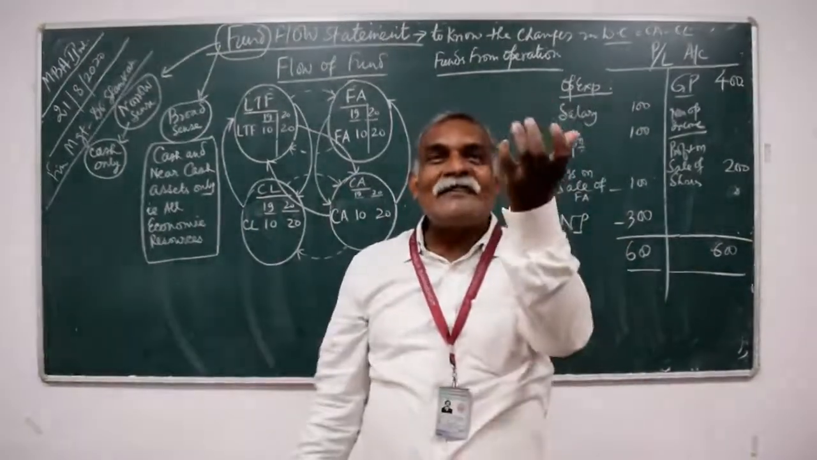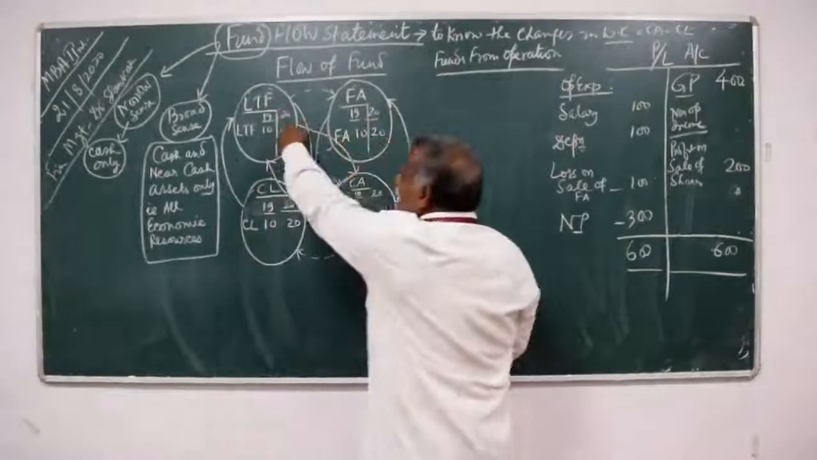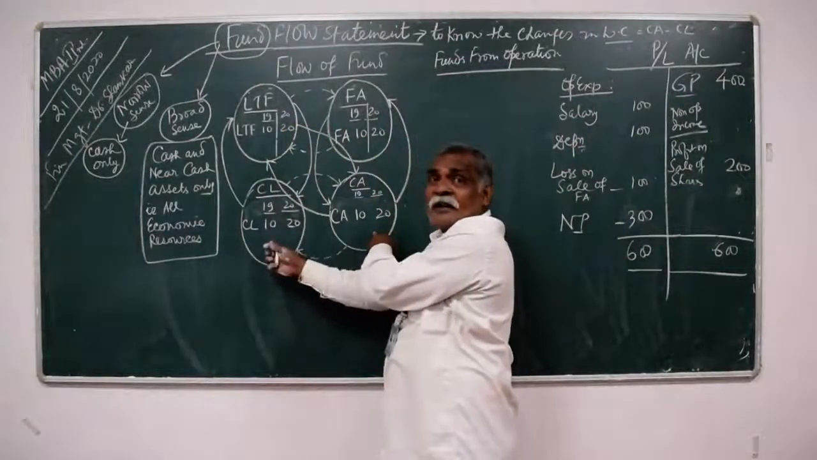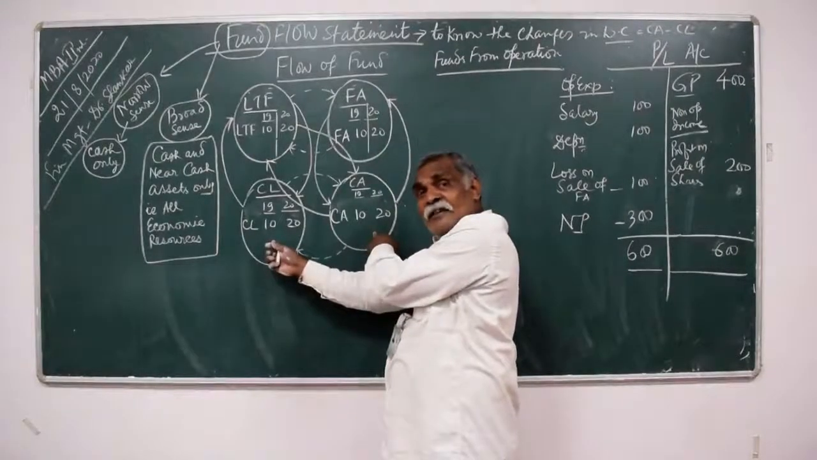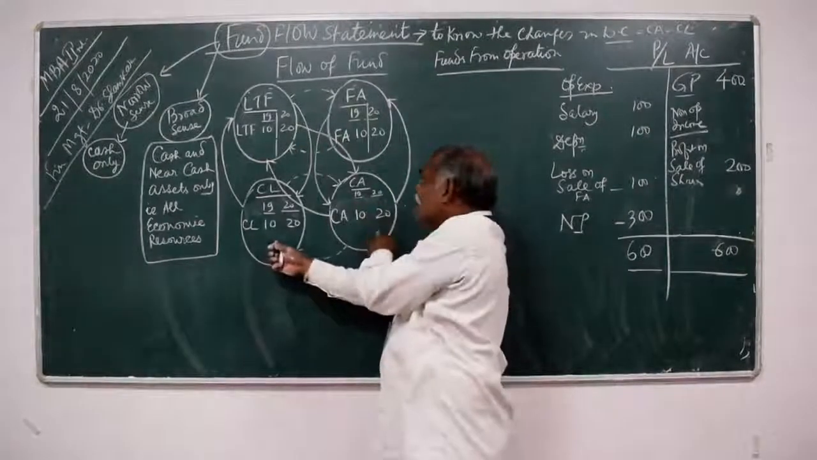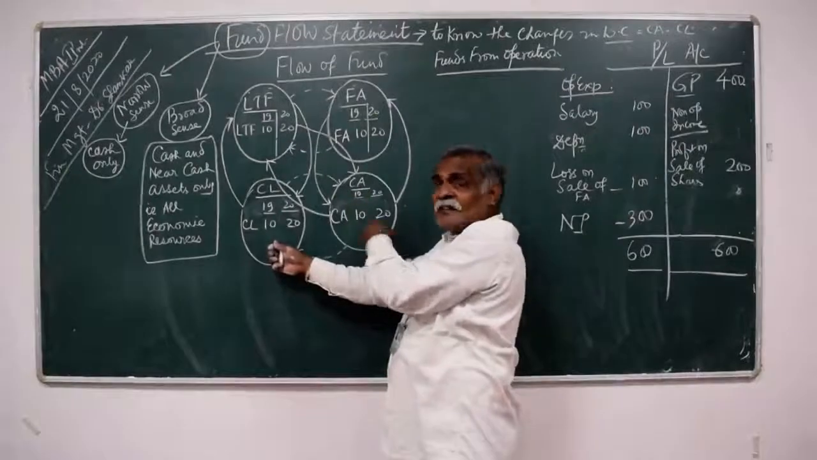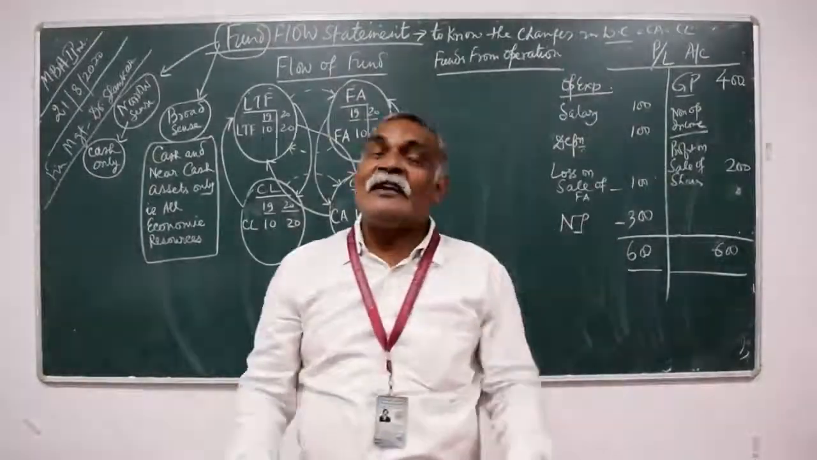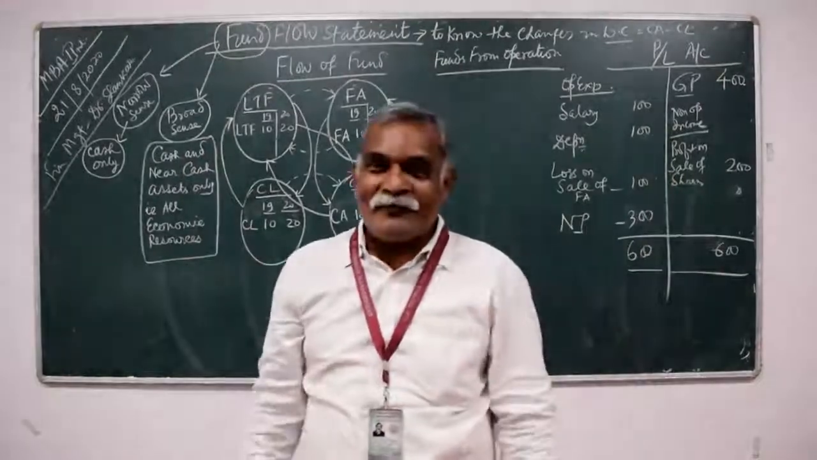Our cash will increase. And also because the transaction is from long-term fund to fixed asset, current asset, it means there is no effect on current liabilities. Current liabilities remain the same. It means our cash is increasing, and if the cash increases and current liabilities remain the same, it means the working capital will change. It means there is flow of fund.